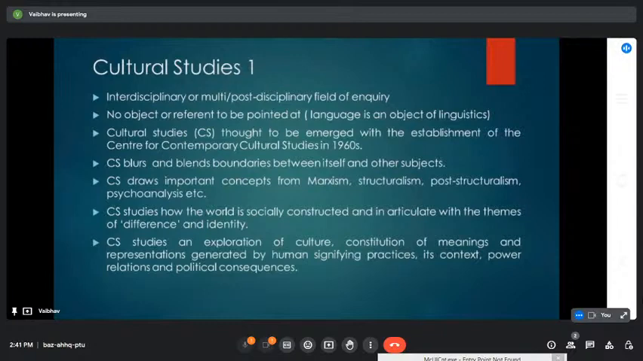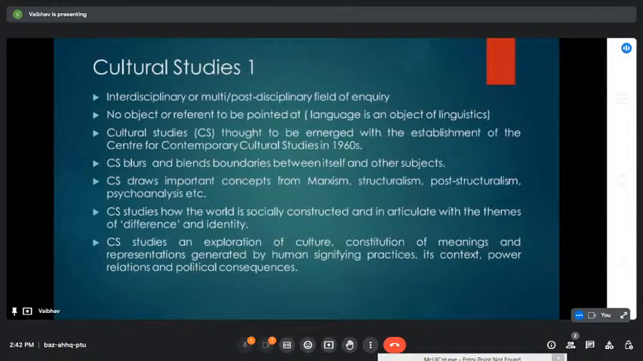So in cultural studies, meaning is important. How the meaning of a certain word, which is either dominated, one-sided, accepted, or non-accepted, has various associations. In the same way, certain ideas from psychoanalysis are also taken. So cultural studies draws important concepts from Marxism, structuralism, post-structuralism, psychoanalysis, and so on.